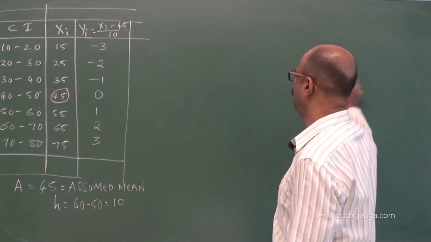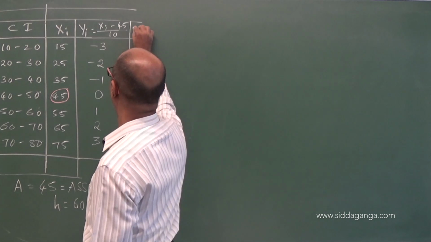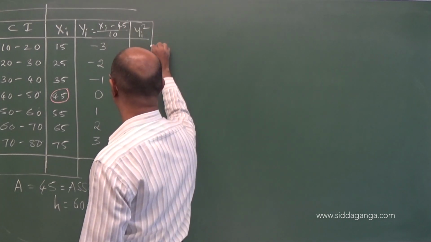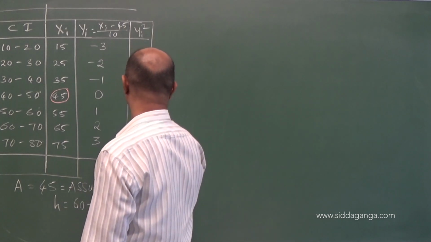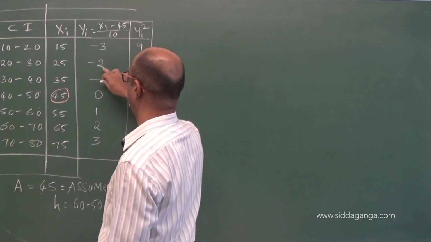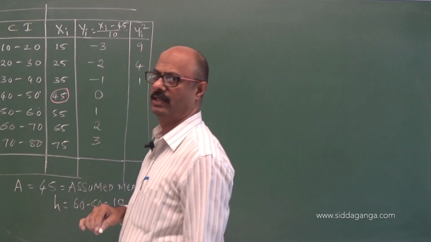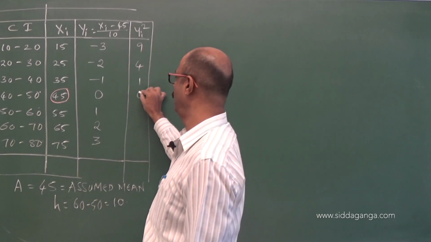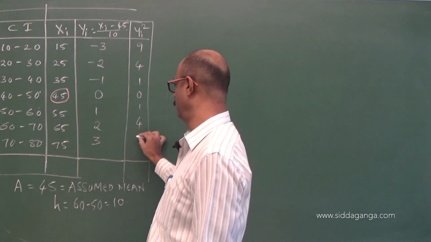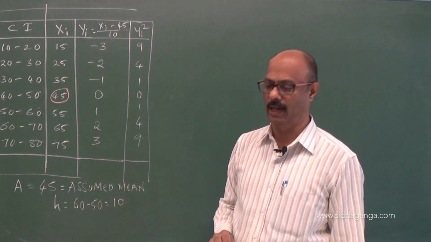After finding yi, we will find yi square. What is yi square? Yi square is nothing but squaring of yi. Minus 3 square becomes 9. Minus 2 square, 4. Minus 1 square is 1. 0 square is 0. 1 square is 1. 2 square is 4. And 3 square is 9. This is yi square.